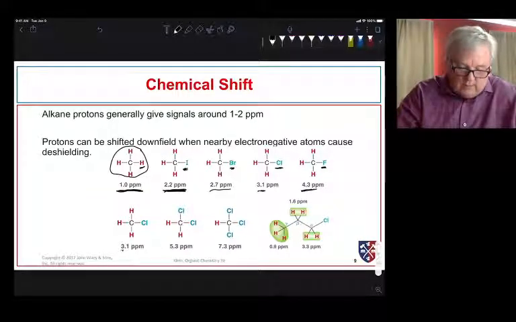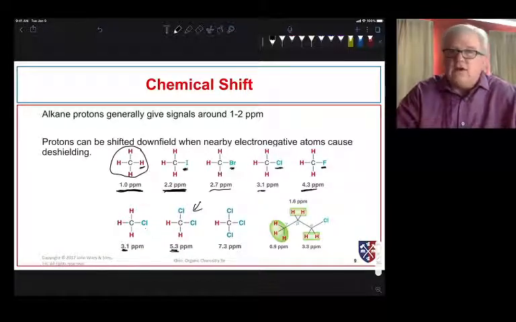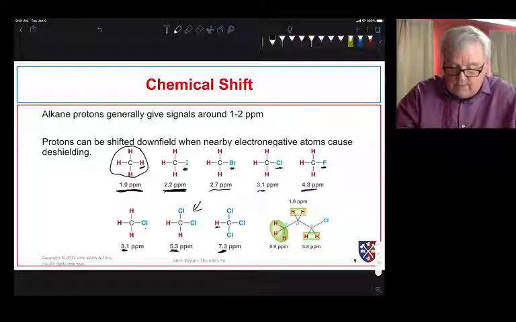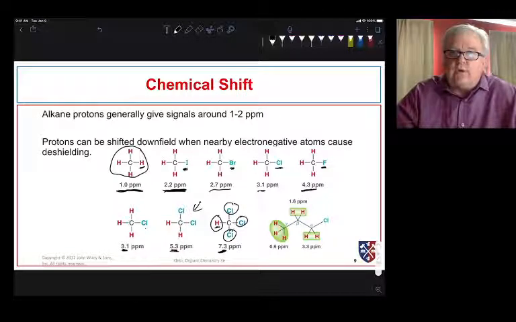Notice as well, chloromethane. This is dichloromethane at 5.3. We take another one off, chloroform, which has three chlorines and only one proton remaining, comes at 7.3 ppm. That's because we're putting more electronegative groups on here, and all of these are sucking electron density away and very much deshielding the nuclei of that proton.